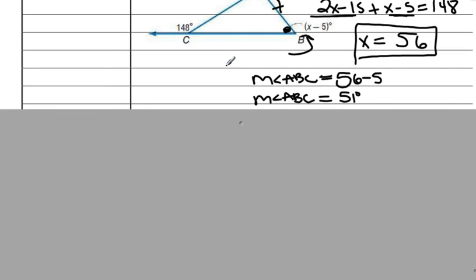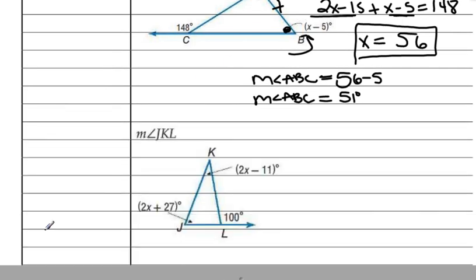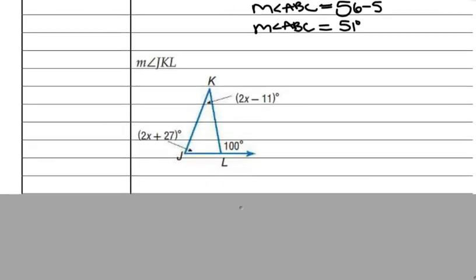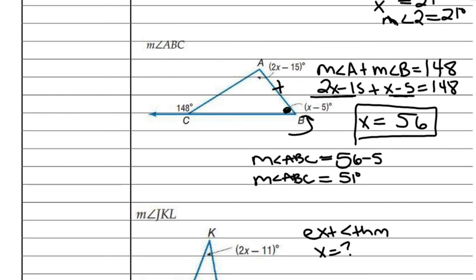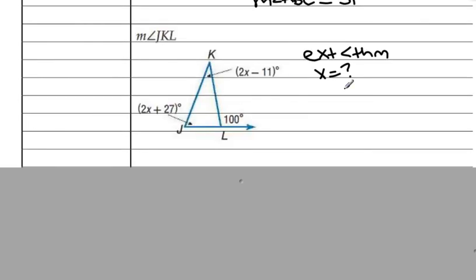Alright, last problem I'm going to leave up to you completely. Go ahead and copy the picture down. Let's find the measure of angle JKL. So once again, we're using the exterior angle theorem. We need you to solve for x, just like we did in this problem right here. So the two interior angles add together to equal the exterior. Solve for x and then find the measure of angle JKL. Go ahead and pause the video and see if you get what I get.